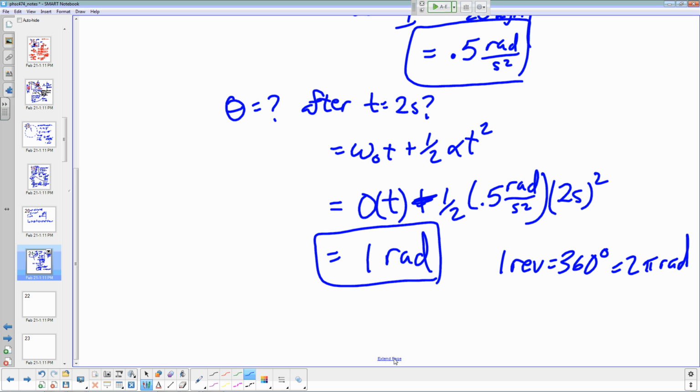All right, let's look at momentum and collisions.